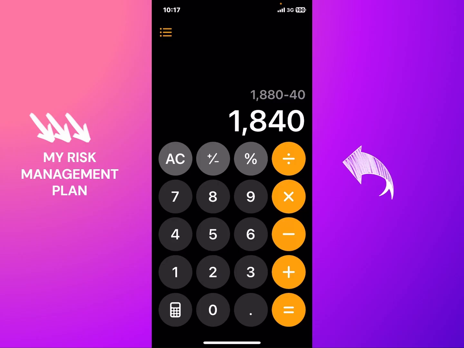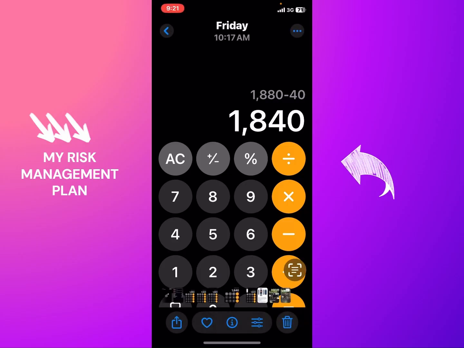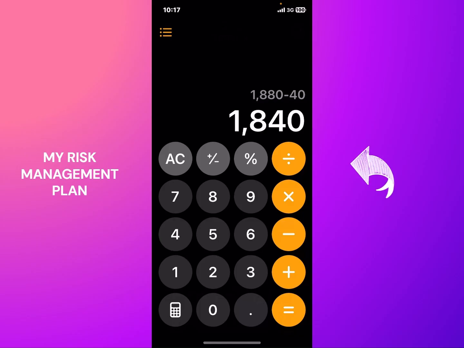So this is it. This is the risk management. This is how I'm going to be trading now for the next few months. Let me see how it plays out.